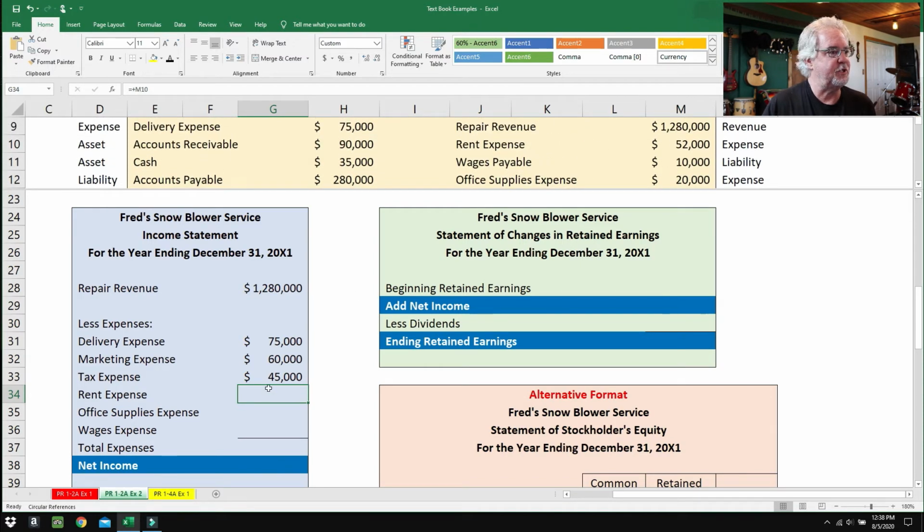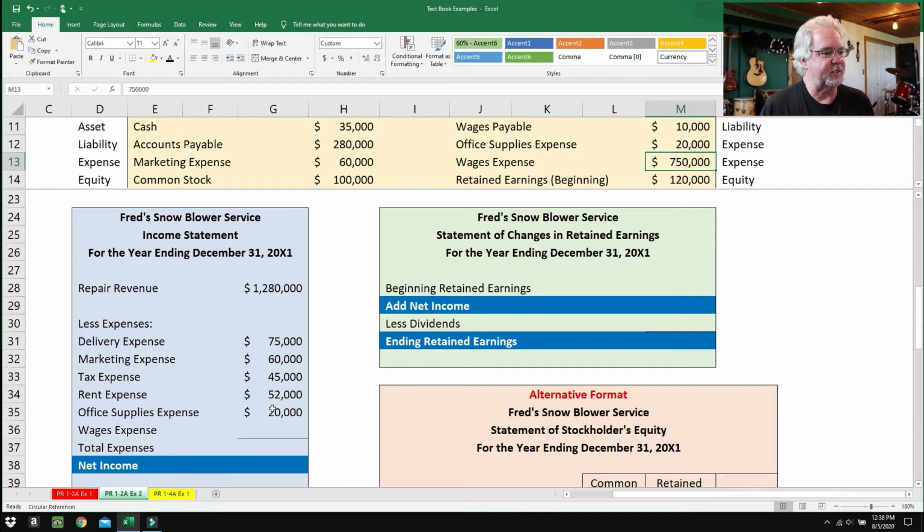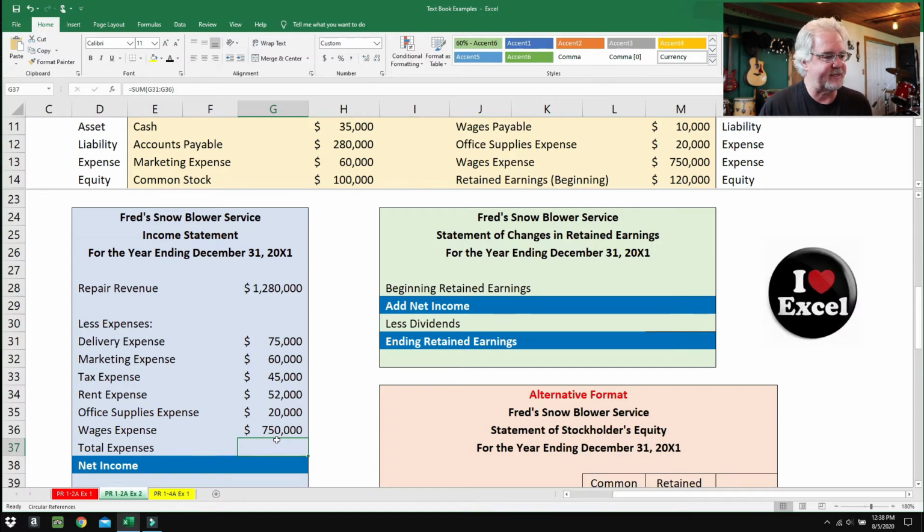There it is, $52,000. Office supplies expense, $20,000. Wages expense is a cost of doing Fred's job here. Now, all you do is add this up and get a grand total. And I hope you're using Excel, because with Excel you won't make any adding mistakes. All right, so here you go. Let's see what the grand total is.